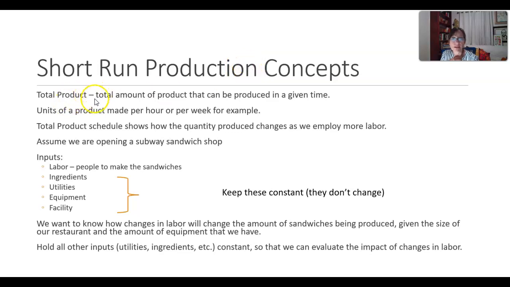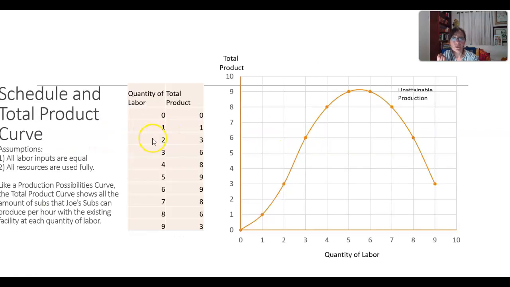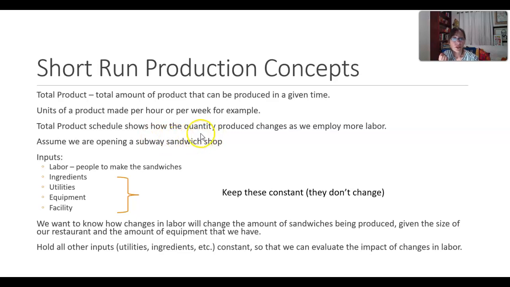Total product: definition, the total amount of a product that can be produced in a given time. Units of product are made per hour or per week, for example. The total product schedule shows how the quantity produced changes as we employ more labor. So we're going to have a schedule that's going to track for us how much output is going to change when we employ more labor.